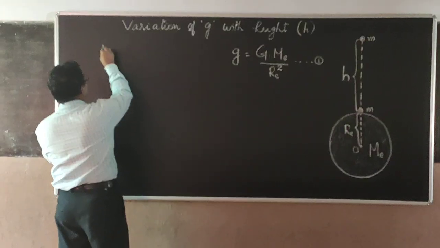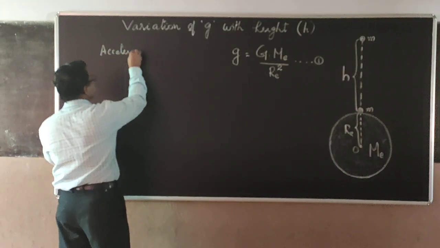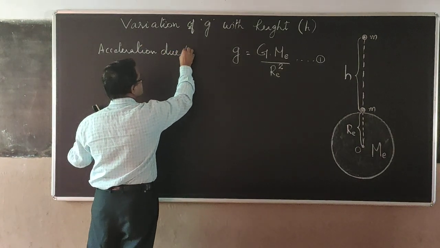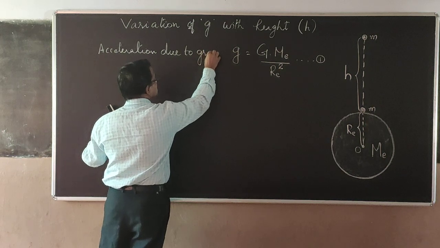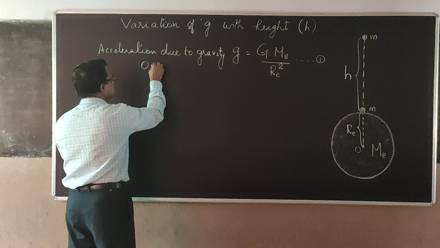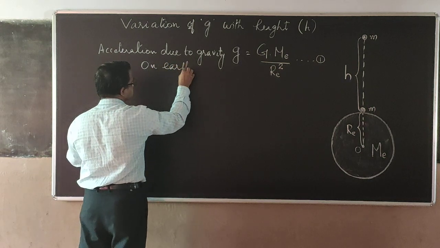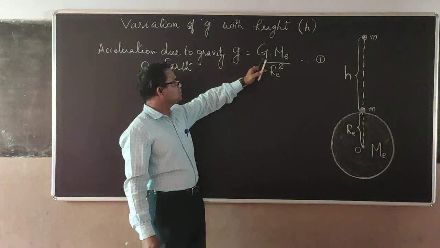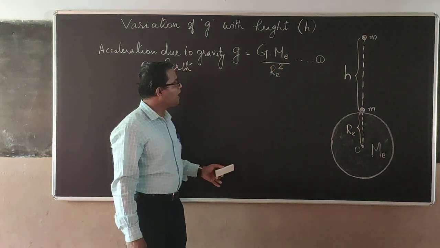That is, acceleration due to gravity on Earth, g equal to G into ME by RE square.